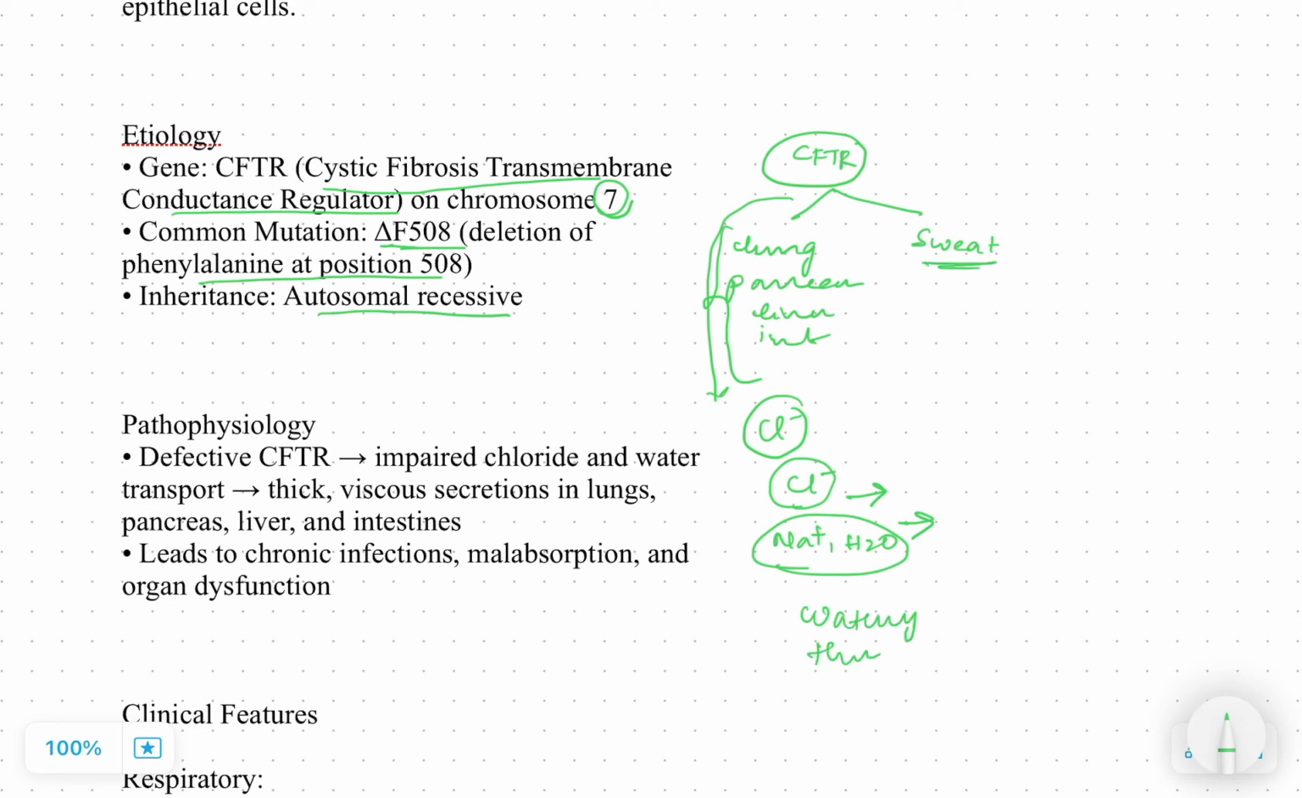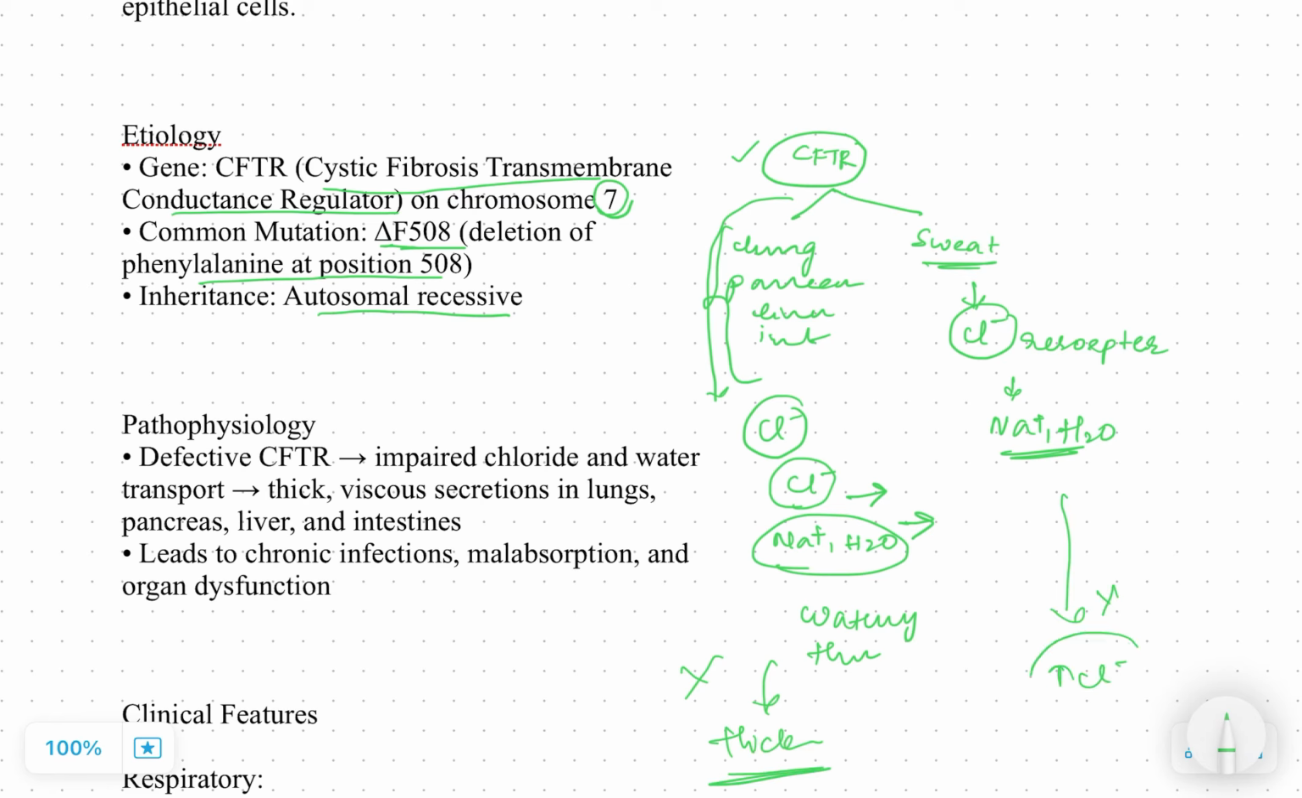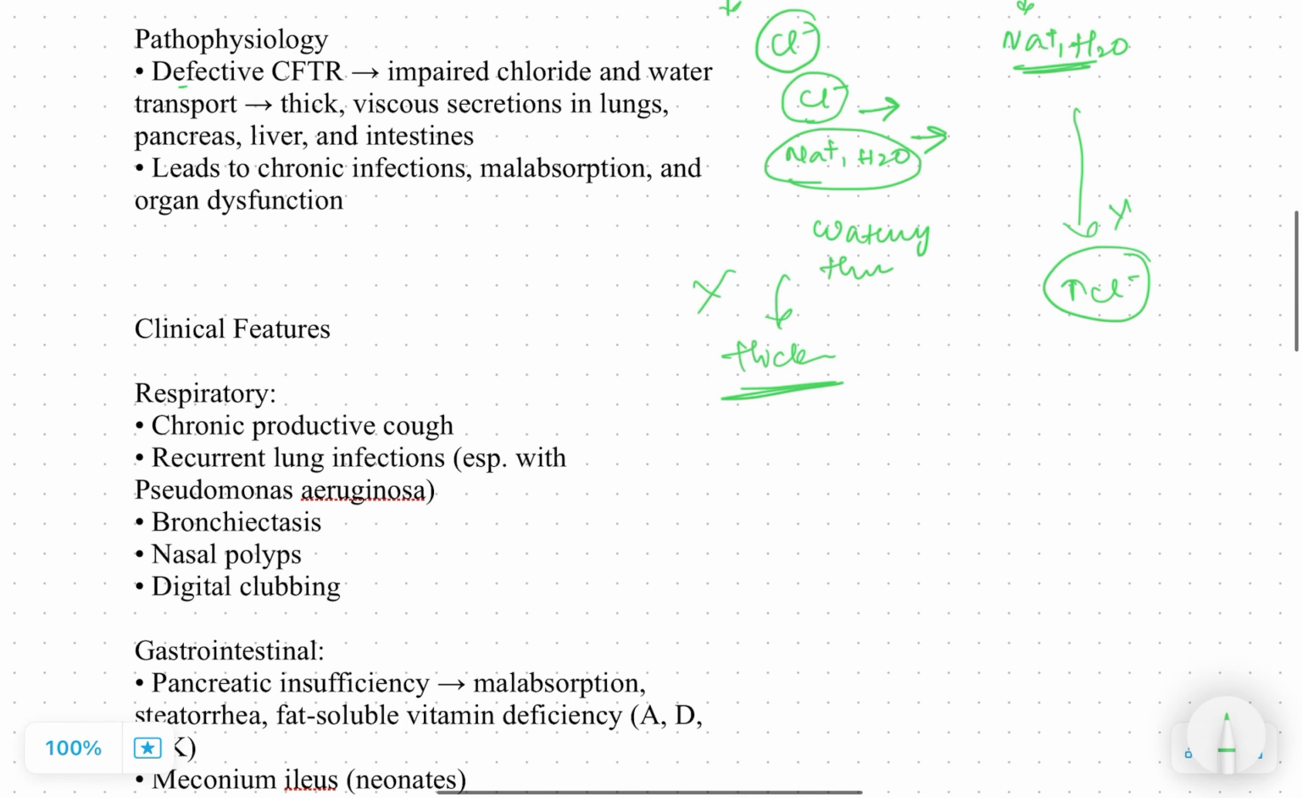But in sweat glands, CFTR acts as a chloride resorptor. So there will be chloride resorption, and sodium and water will also be resorbed. But if there is any gene defect in CFTR, there will be thick mucus secretions in the other organs, and increased chloride secretion in the sweat glands. So a defective CFTR gene leads to impaired chloride and water transport, thick viscous secretions in the lung and other organs, and an increase in chloride secretion in sweat glands.